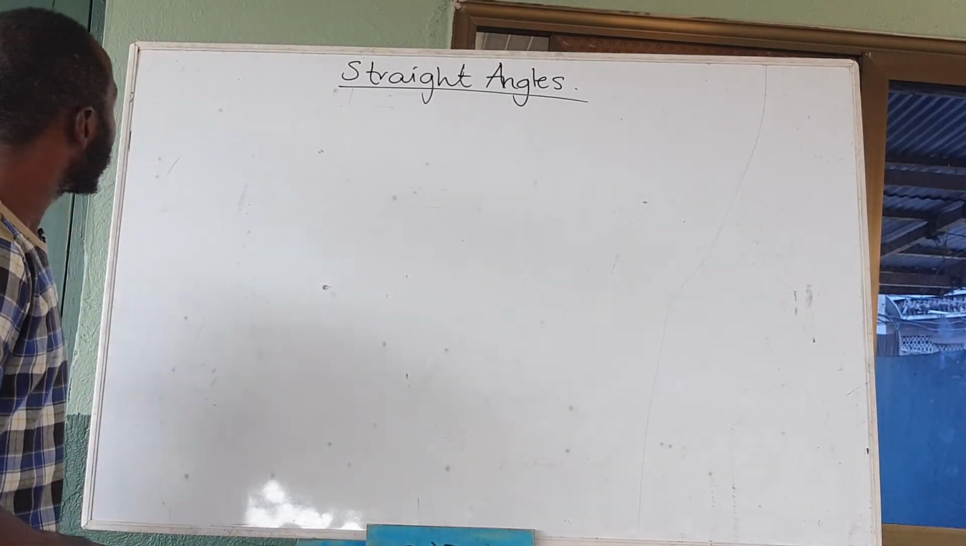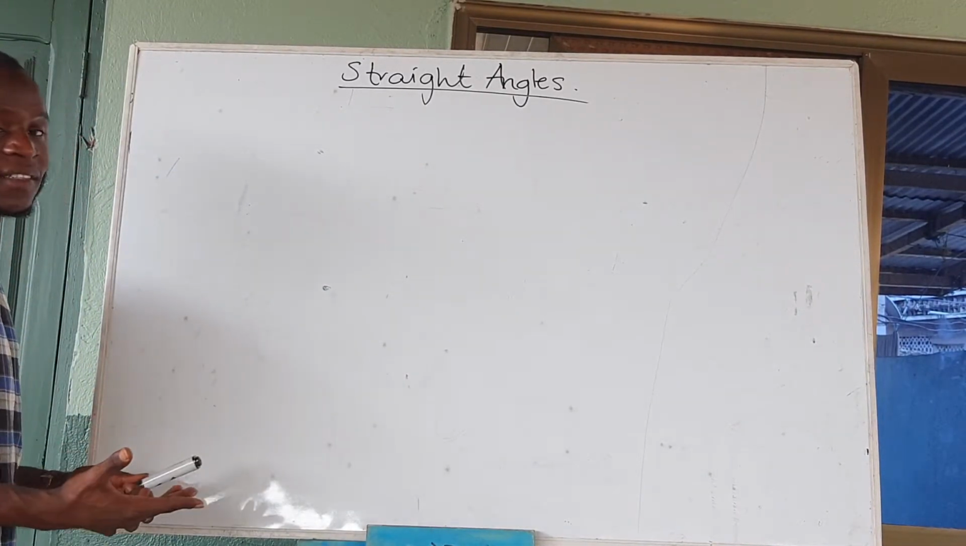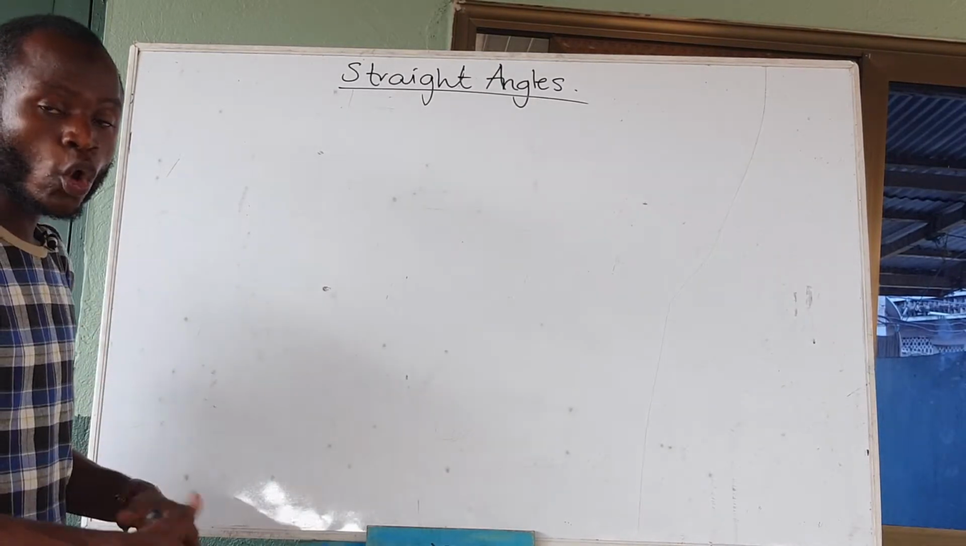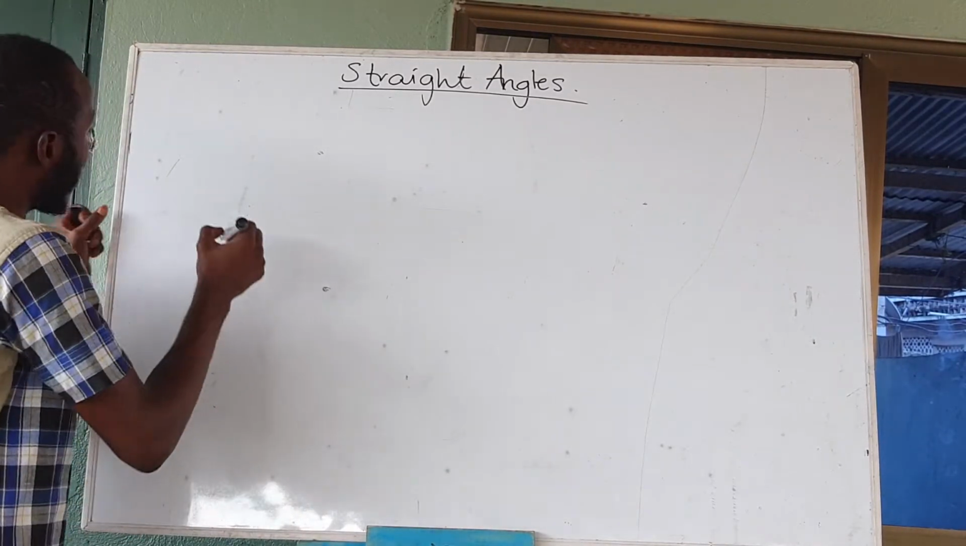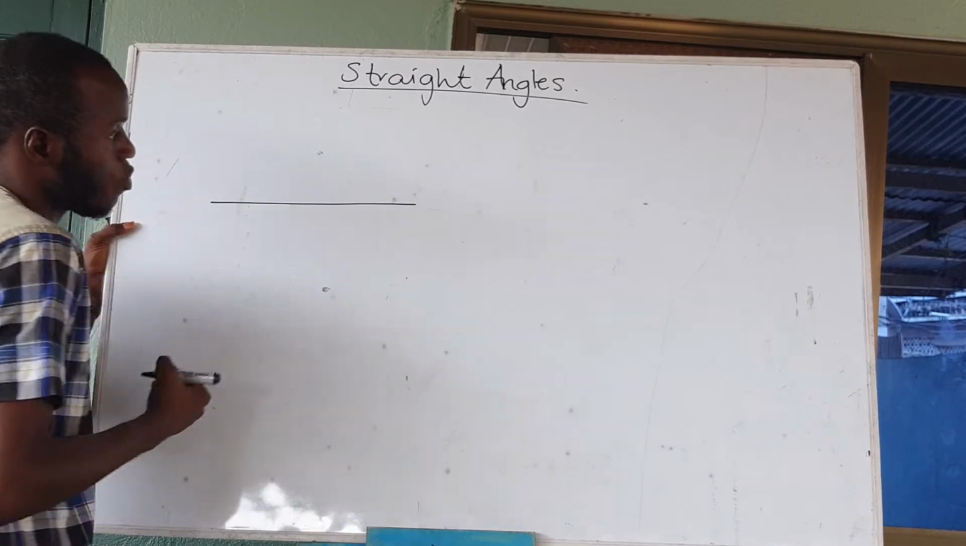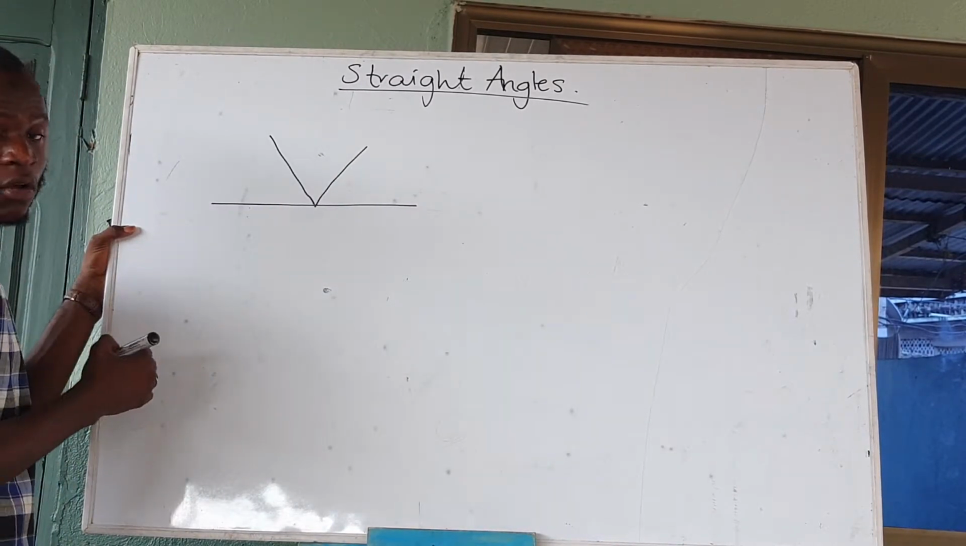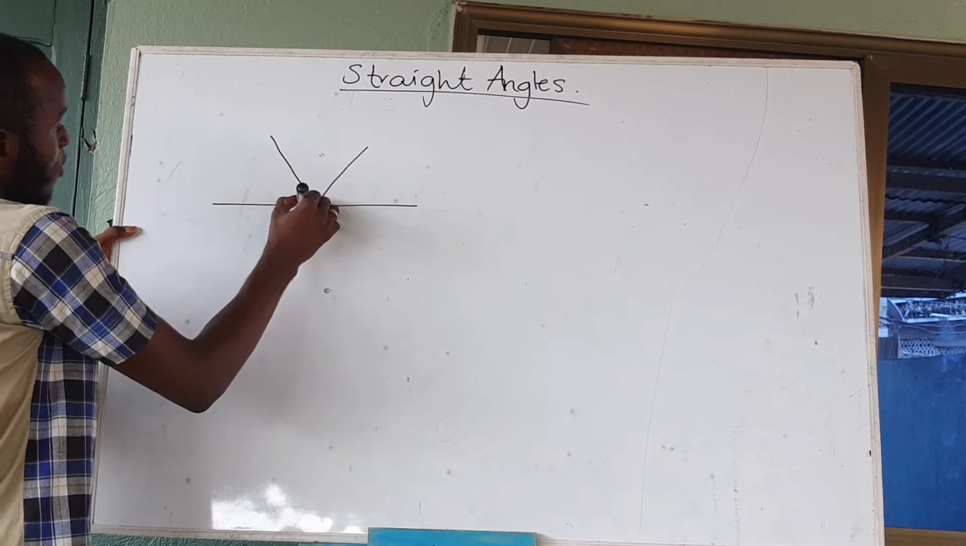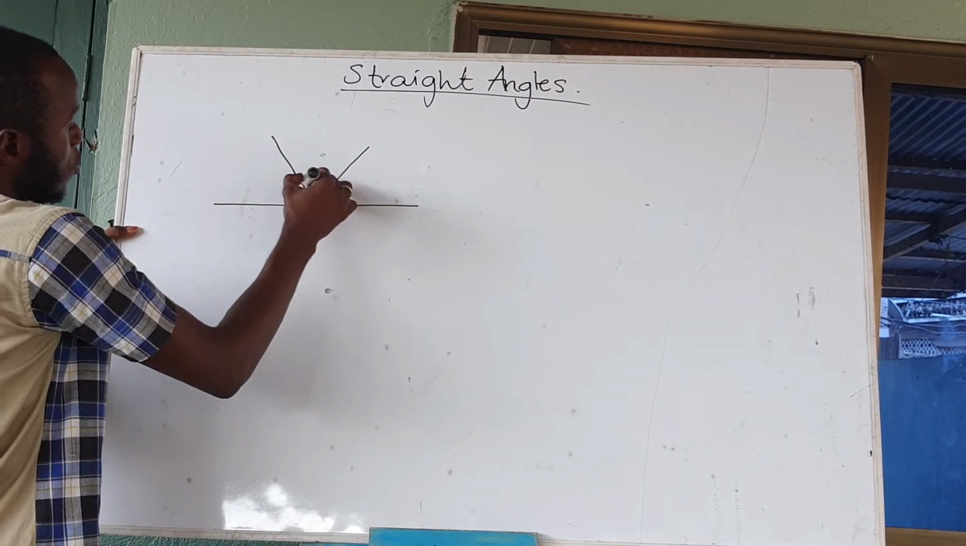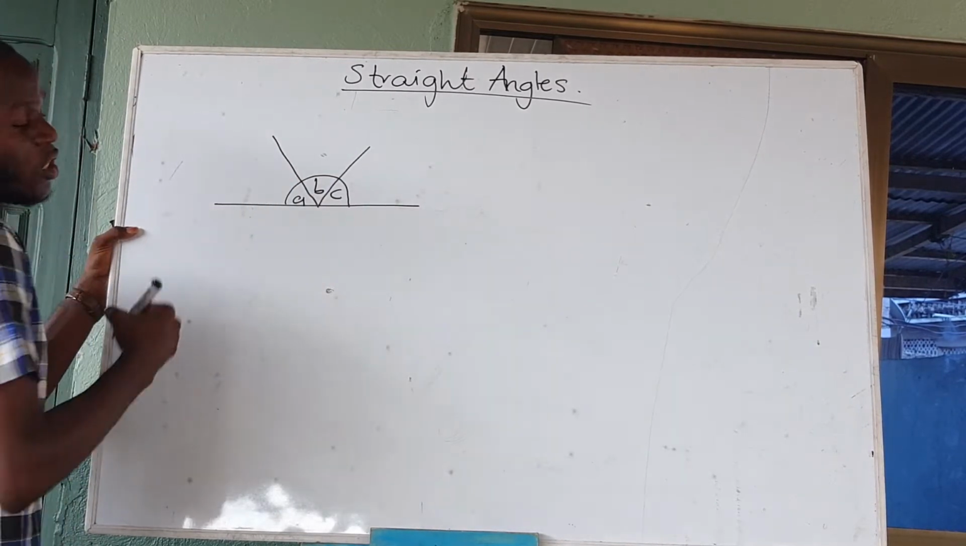Now the straight angles are angles that are formed on a straight line. So when you have a straight line in this form and angles are formed on it, for instance you have this, so you have here maybe angle A, B, and then C, which have formed on the straight line.